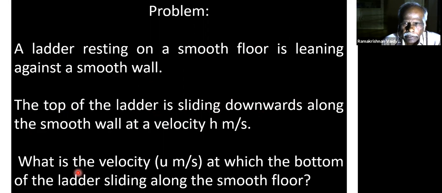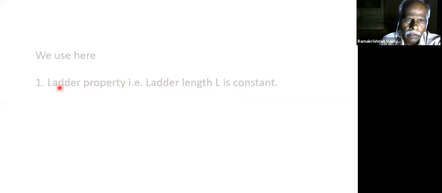What is the velocity at which the bottom of the ladder is sliding along the smooth floor? We can find the direction also by using the sign for h. Okay. Now we are going to use 3 important properties. One is this ladder property.